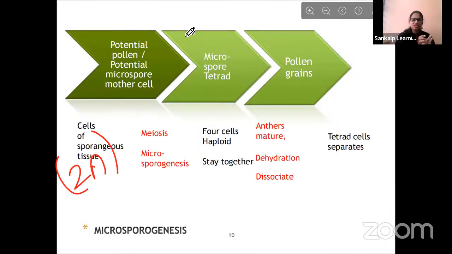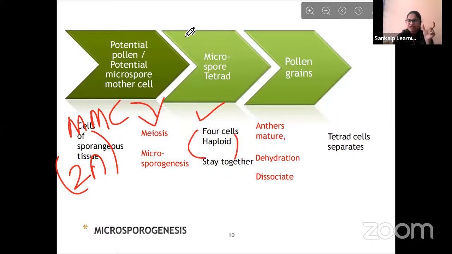So in the sporogenous tissue we have MMC, microspore mother cells, which are diploid in condition. So this microspore mother cell undergoes meiosis. We know that once meiosis occurs, we will get 4 cells. So from one microspore mother cell we are getting 4 microspores which are haploid. Why haploid? Because meiosis occurs there. That is a reductional division. The chromosome number is reduced.